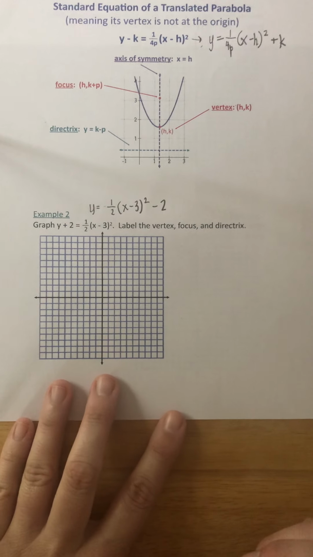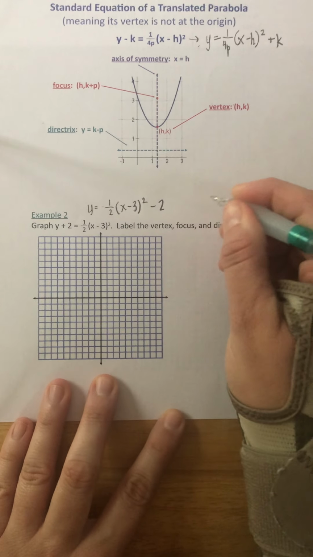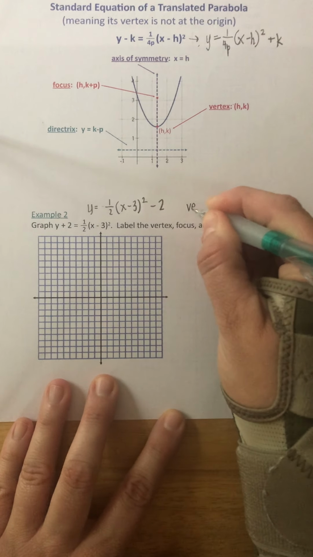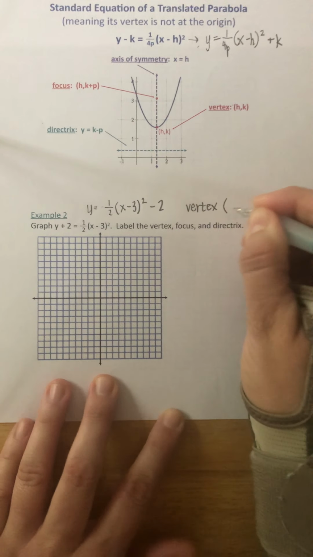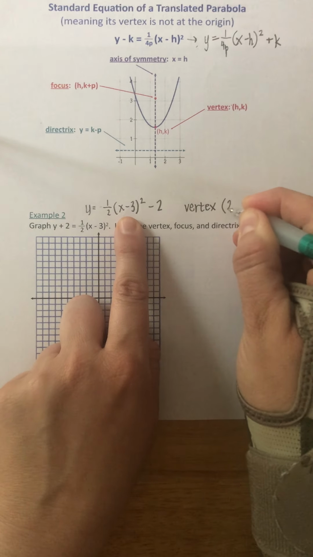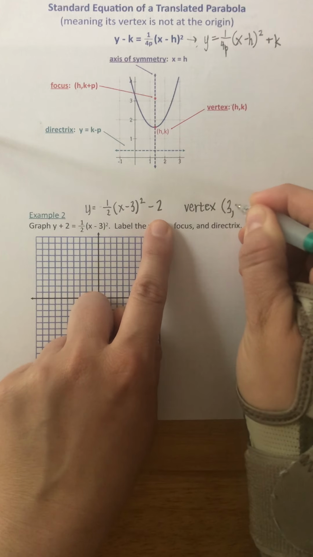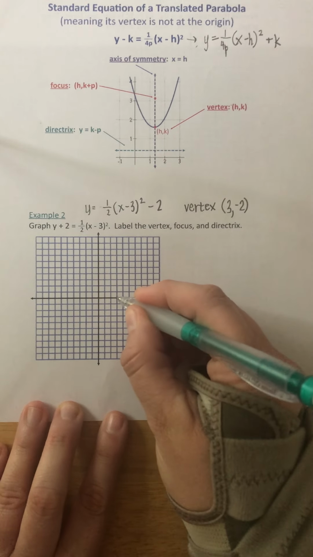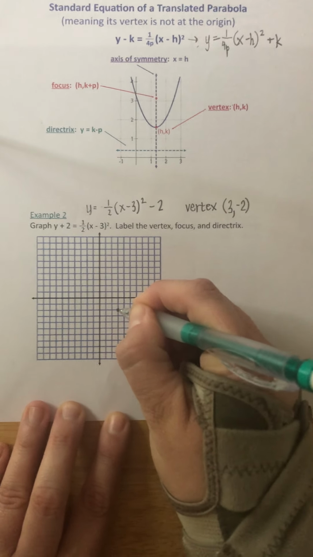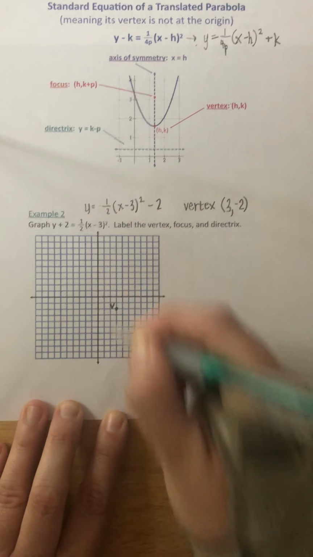Here we go. So one thing I can go ahead and tell you is I know what the vertex is going to be because I can identify my H and my K. H is going to be the opposite of what I see, so it's positive 3. K is exactly what I see, so it's negative 2. So I already know my vertex is 3, negative 2. Put a V for vertex.